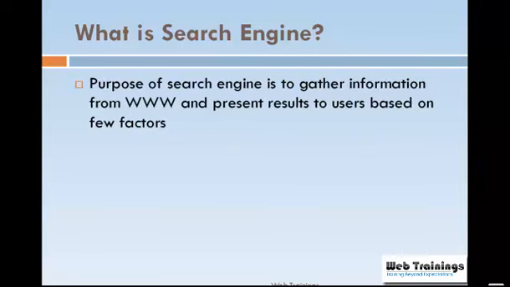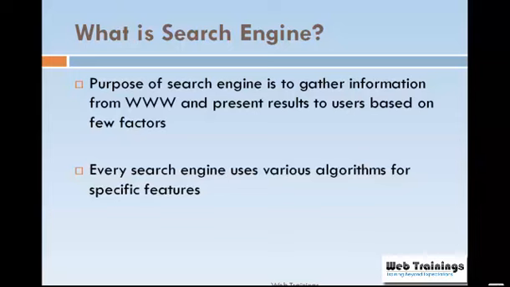Now see, what the search engine will do is it will collect information from various websites on the World Wide Web. It will go and take all the website content and store it in one place. And what it will do next is, every search engine uses algorithms. For example, Google uses its own algorithm called the PageRank algorithm.